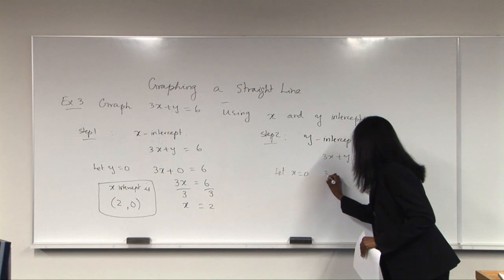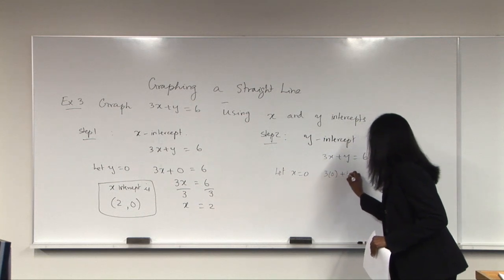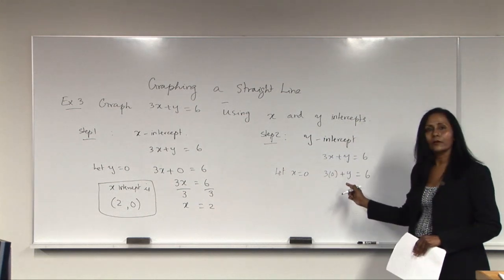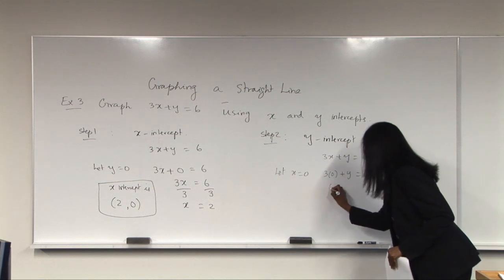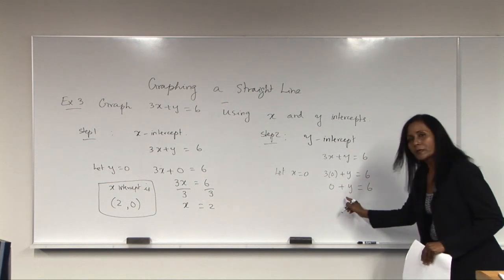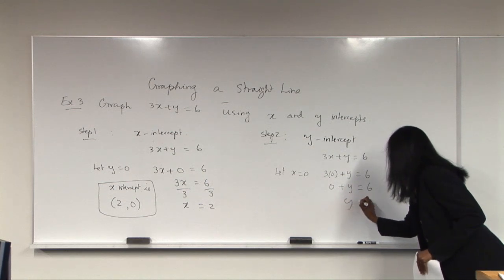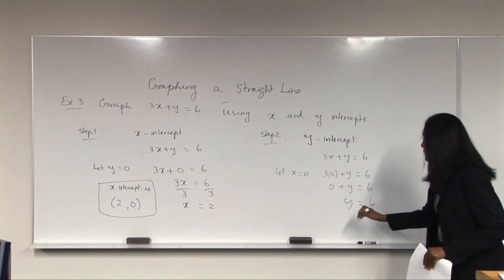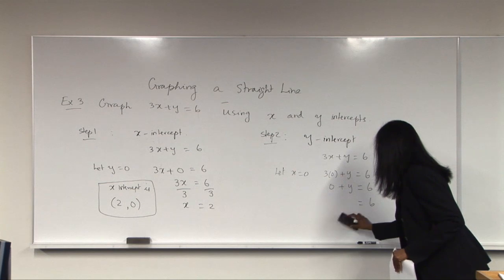So here let's substitute 0 for x, and we are going to solve for y. So 3 times 0 is 0. 0 plus y is equal to 6. So 0 plus y is y. y is equal to 6. So when x is 0, your y is 6.